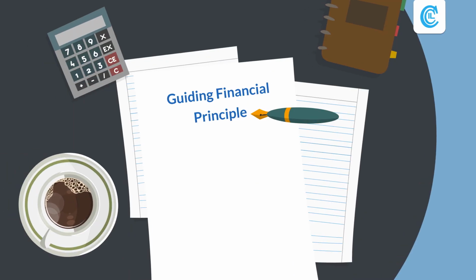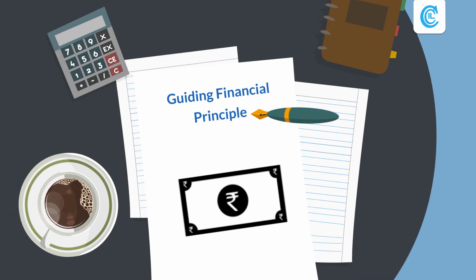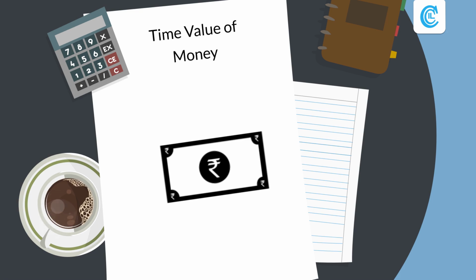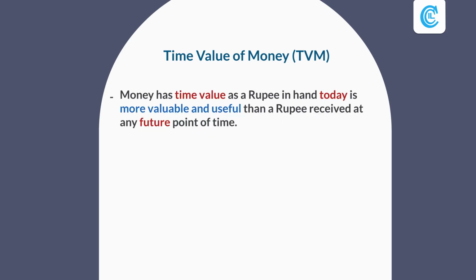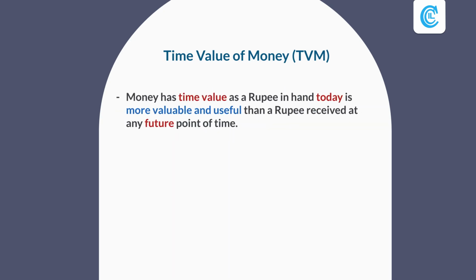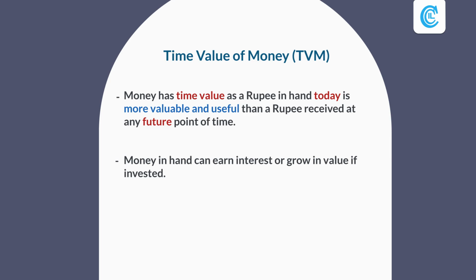The guiding financial principle behind any investment decision is to boost the money in hand. The concept of time value of money underlies most investment choices in the fixed income market. In simple words, it states that money has a time value as a rupee in hand today is more valuable and useful than a rupee received at any future point of time. The worth of money can change over time as money in hand has the potential to earn interest or grow in value if invested. Investors require compensation in the form of interest for foregoing their current consumption.